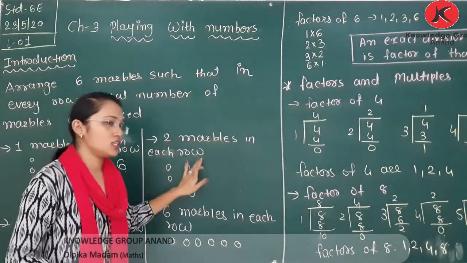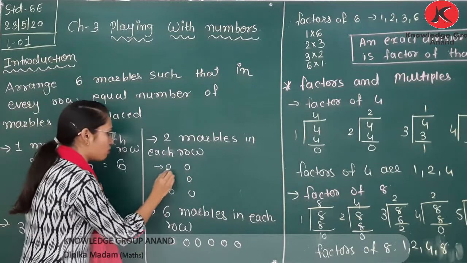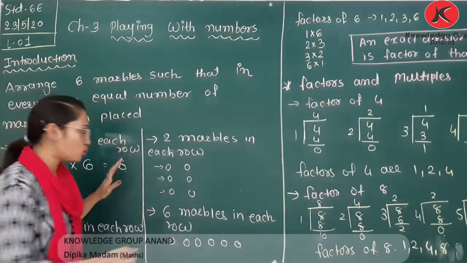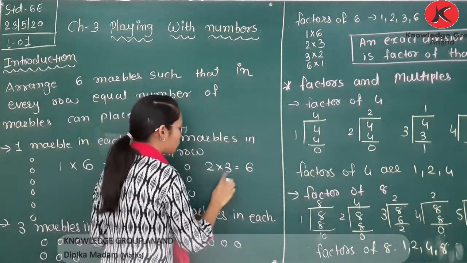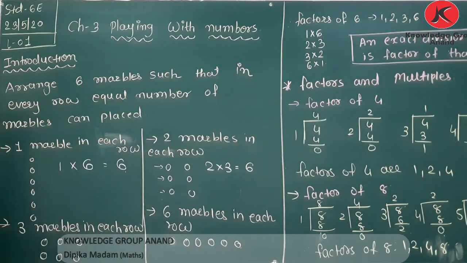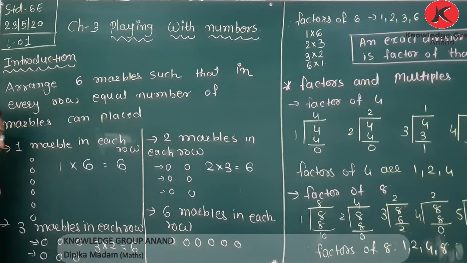2 marbles in each row. So second, there are 2 marbles in each row. So 1 2, then 3 4 and 5 6. So 2 marbles in each row and there are 3 rows, it means 6. So it is called 2 3s are 6. Next is 3 marbles in each row. So here 1 2 3 and in second row 1 2 3. So you can write 3 multiply 2, that is 6.